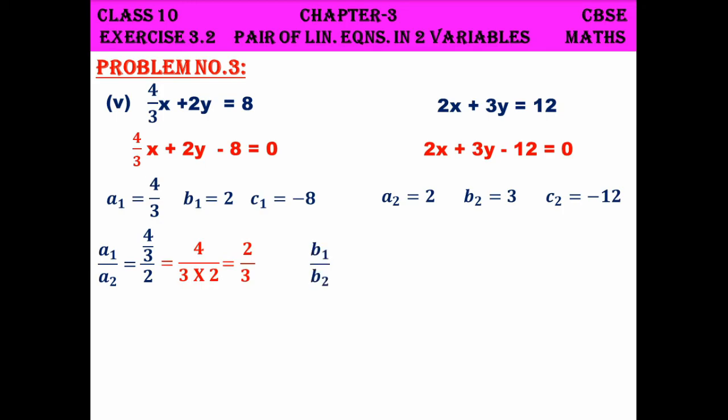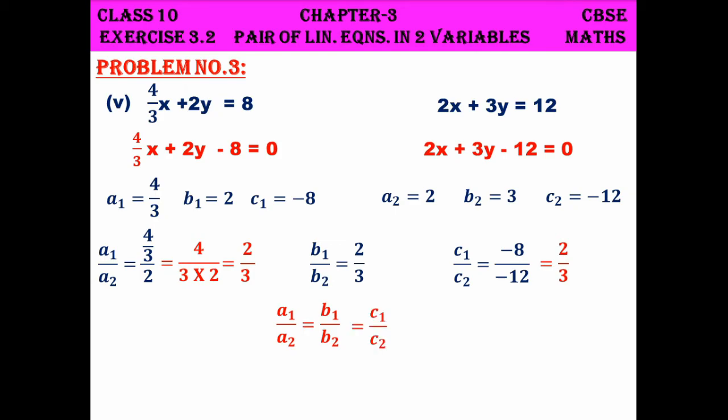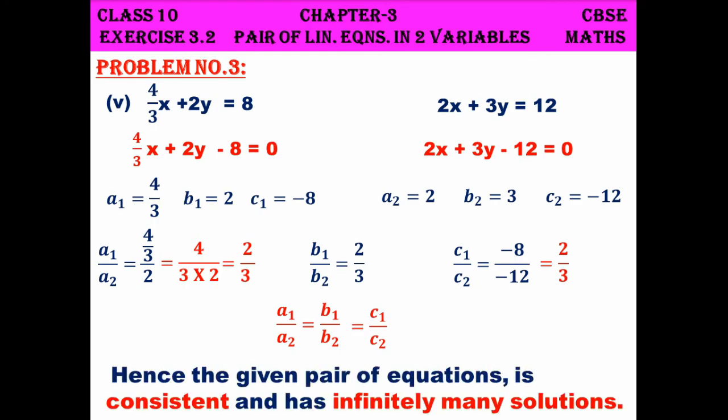Then B1 by B2. So straight away we get 2 by 3. So the first two ratios are equal. So the conclusion depends upon the third ratio now. C1 by C2 equals minus 8 by minus 12, that is again 2 by 3. So all the three ratios are equal. So just now we have seen that if all the three ratios are equal, then the given pair of equations is consistent and has infinitely many solutions.